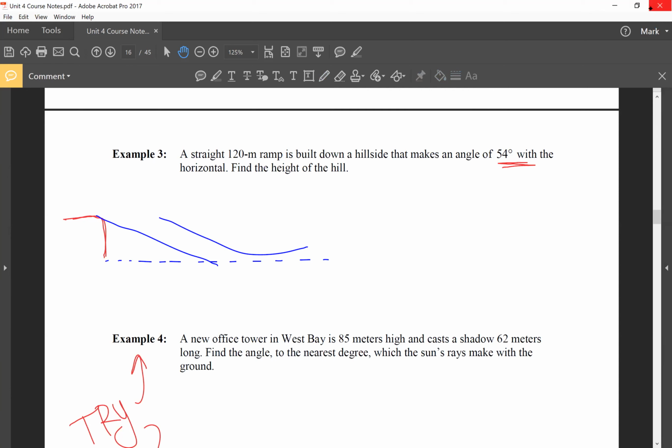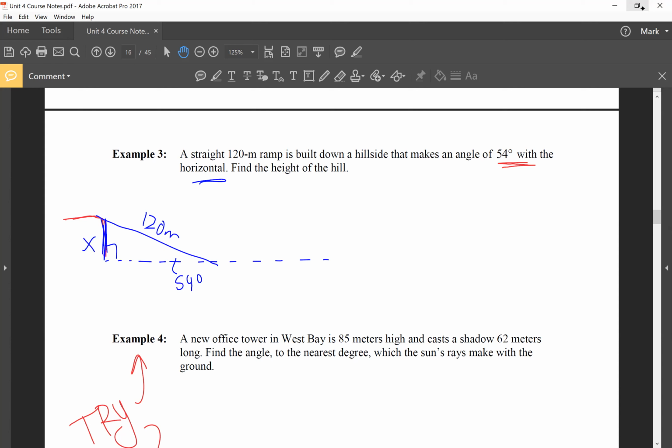Now, if you'll notice, I'm creating a right triangle here. So this is my ramp. The ramp is 120 meters. I don't know why I drew that line. Hold on, let me get rid of that line. Hold on, there we go, sorry. Just want to get rid of that line. So my ramp is 120 meters long. The angle it makes with the horizontal is 54. The horizontal being the flat part. I'm sorry that that's hard to see. It's 54 degrees. And I'm trying to find the height of the hill.